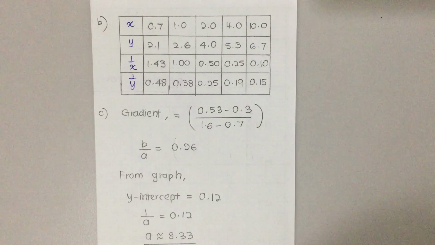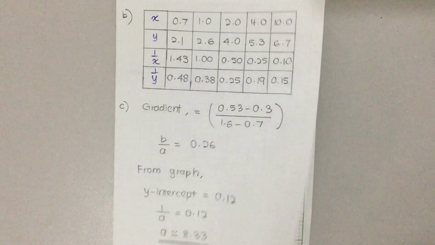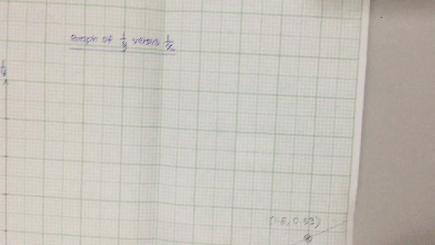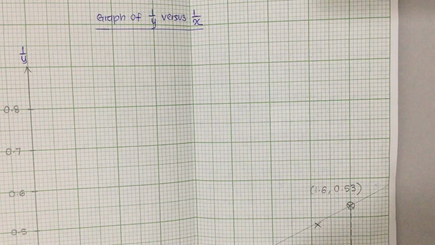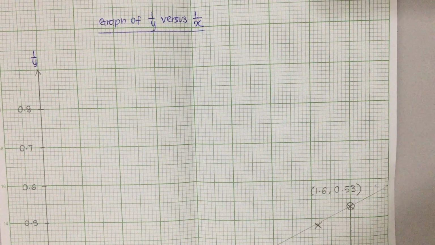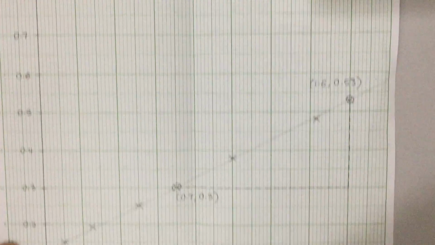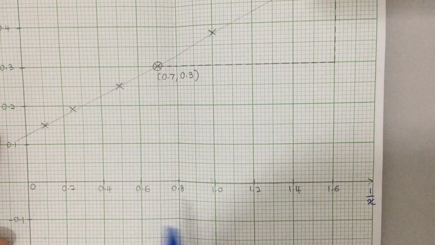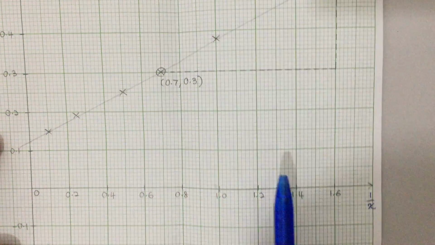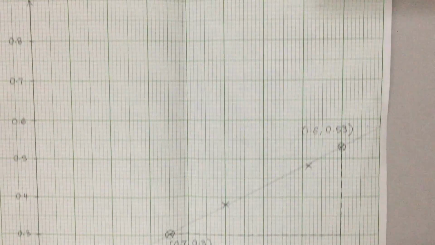Yes, you are correct guys. We will proceed to draw our graph. Okay, I'm going to show you the graph now. So this is the graph I've already drawn for you. Graph of 1 over y versus 1 over x. This 1 over y is your y-axis, and this 1 over x stands as your x-axis. Okay, this is your axis. These are the points that you have already plotted.